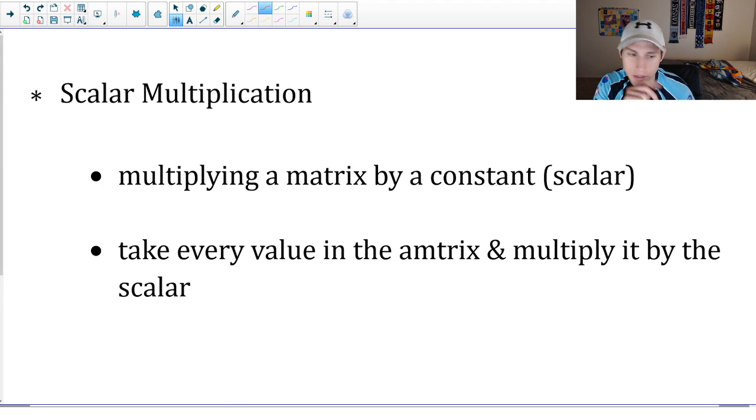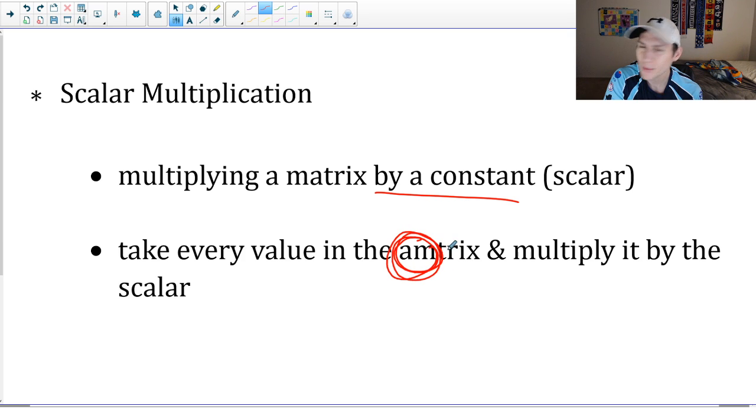Okay, our next matrix operation is what's called scalar multiplication. So this is multiplying a matrix by a constant, right? Another word for a constant is a scalar. Take every value in the matrix and multiply it by the scalar.